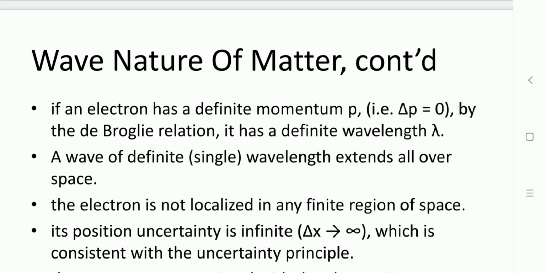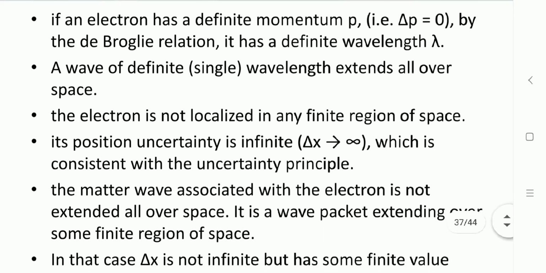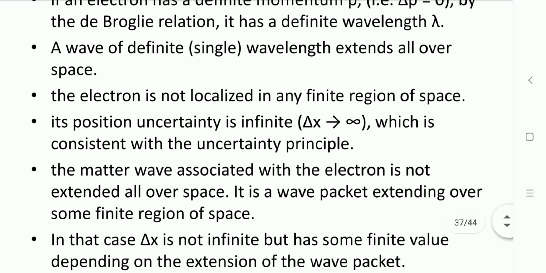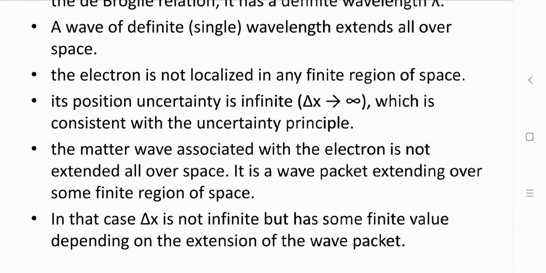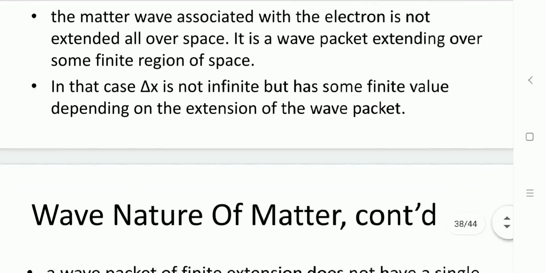But this matter wave associated with an electron is not extended over all space. So there is a wave packet, which extends over some finite region instead of a single wavelength. In this case delta x is not infinite but has some finite value, in which a single wavelength is not extending over infinite space but is combined into a wave packet. So what is a wave packet?